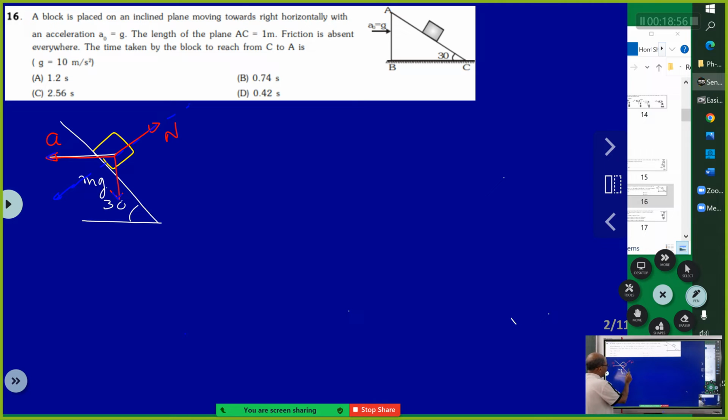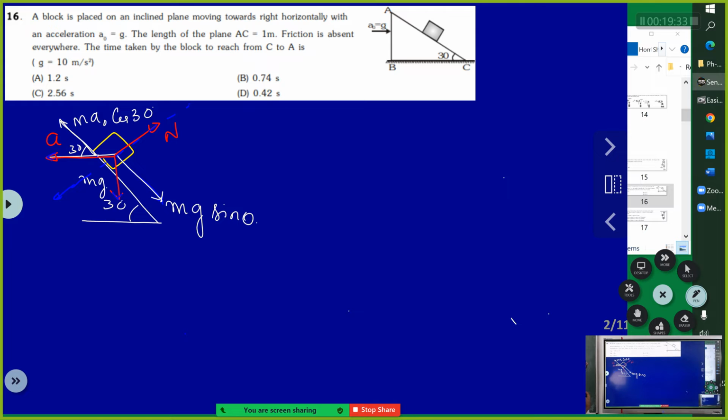So you break this into two components. One component will come here, and the other component of this will come along this direction. This is mg sin theta. Now this is 30, so this is also 30 degrees, and the other component of this will also come along this direction, isn't it? So this component will be m a naught cos 30, right?